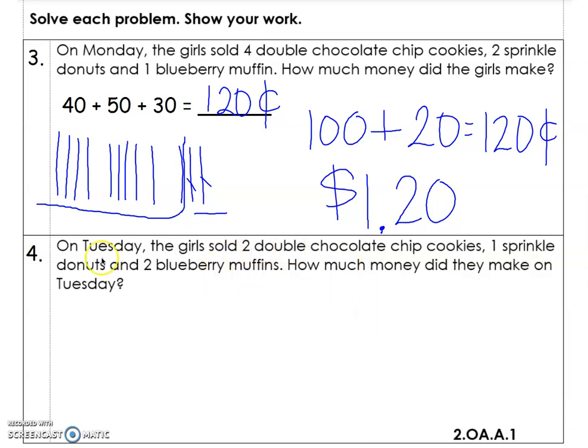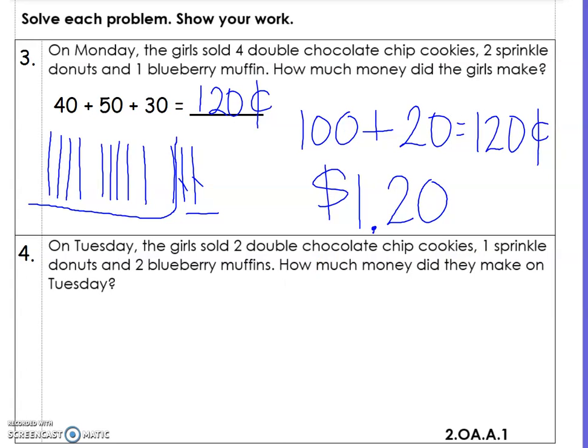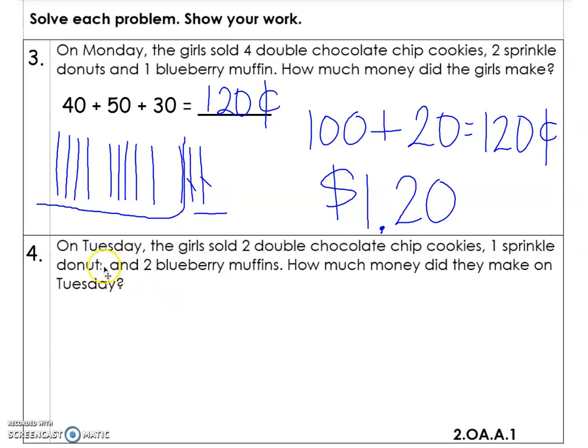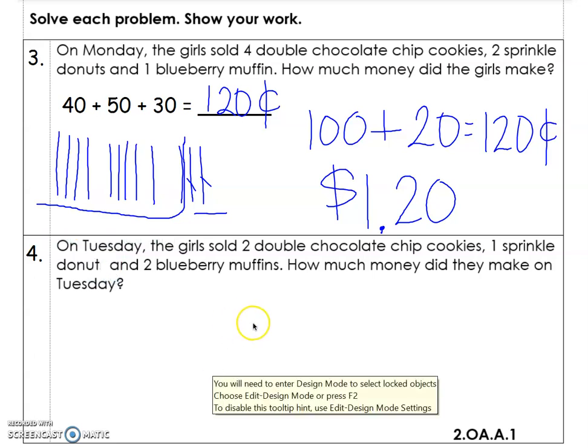All right, so we're going to go ahead and solve number 4. So on Tuesday, the girls sold 2 double chocolate chunk chip cookies, 1 sprinkled donut, and 2 blueberry muffins. How much money did they make on Tuesday? And yes, I know you're catching Mrs. Masaccio. I had a typo. Love that you caught that. It's only 1 donut, not 2. 1 donut and 2 blueberry muffins.